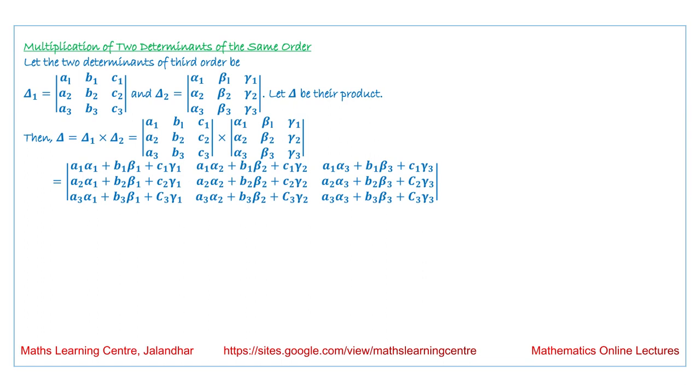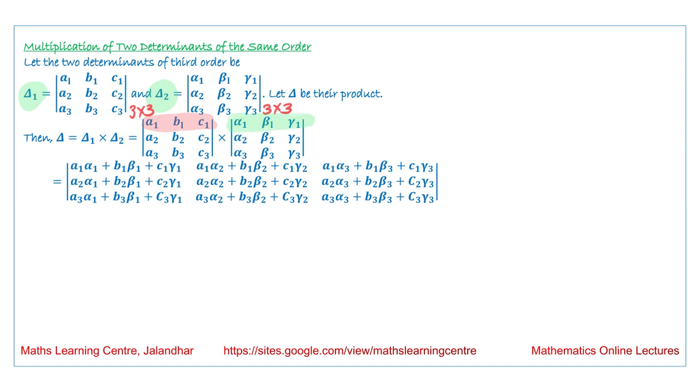Next we have the multiplication of two determinants of the same order. So we are talking about two determinants. One is delta 1, this determinant is given, and this is delta 2. Both these determinants are 3 cross 3 determinants. When we have to multiply these determinants, we take A1, B1, C1 over here. We are going to multiply this first row with the first row of this second determinant.